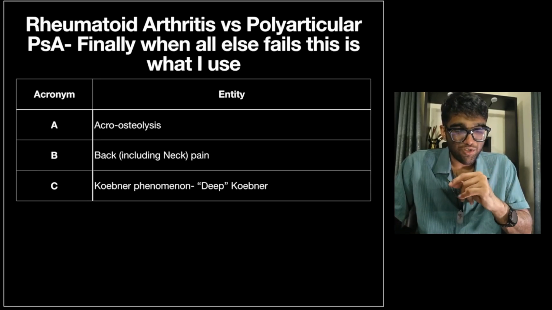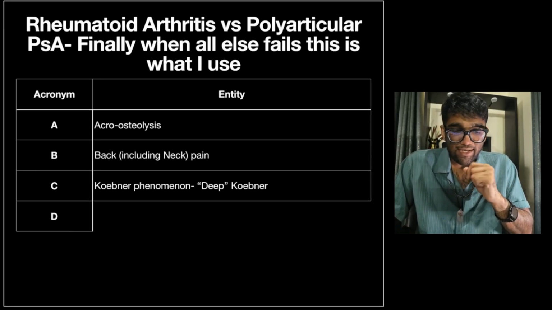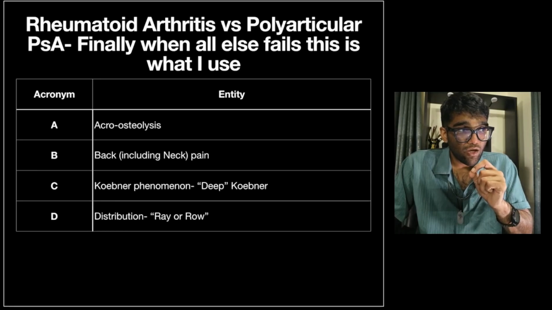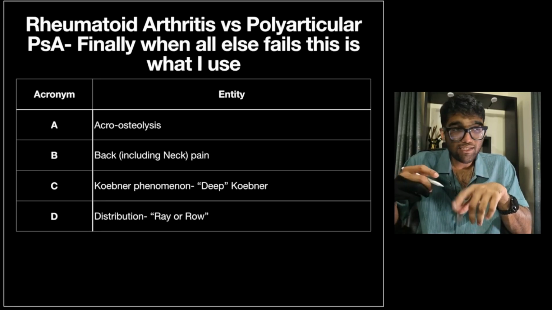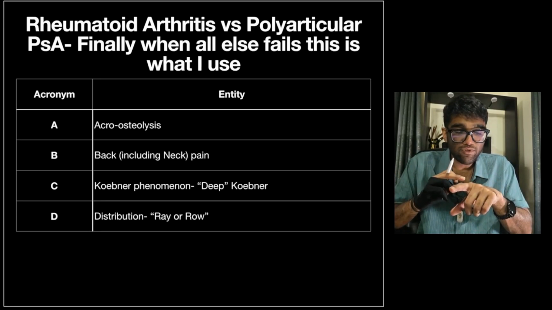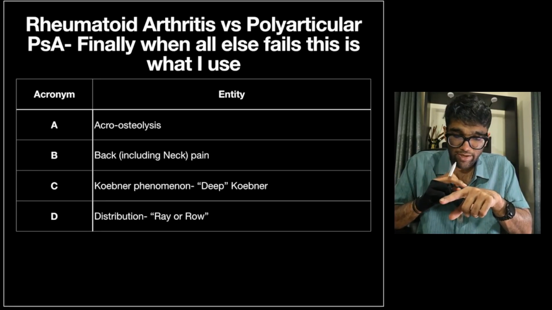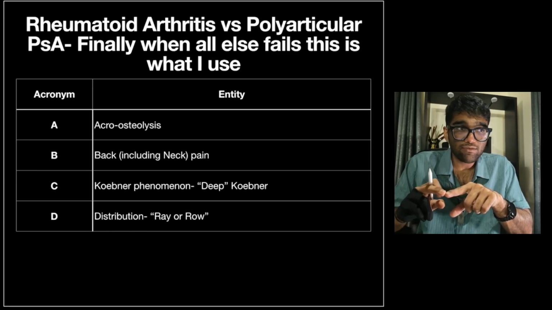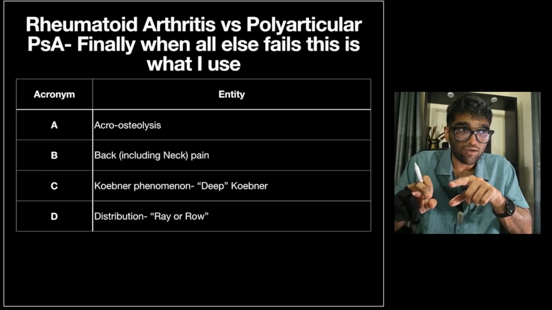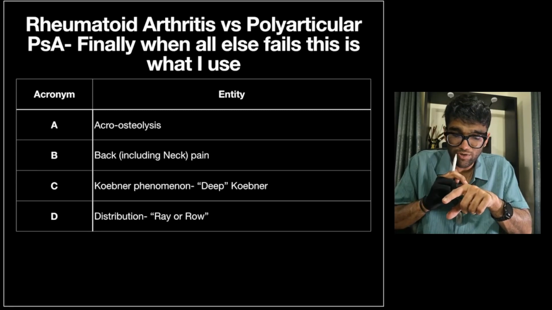K for C is how I used it here. Okay. D stands for distribution. Now, distribution is what? Two distributions are actually quite specific for psoriatic arthritis. One is the ray distribution. Ray distribution refers to the involvement of the MCP, PIP and DIP of the same finger. So it's like a ray is coming out of the finger. Okay, it's involved like a ray.